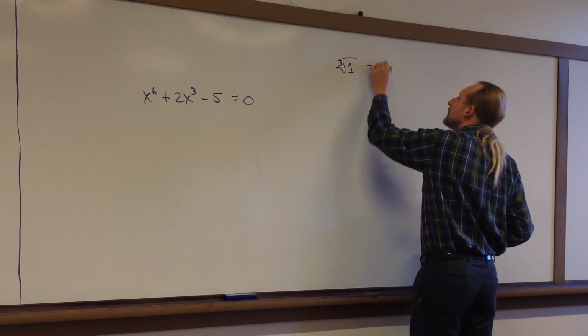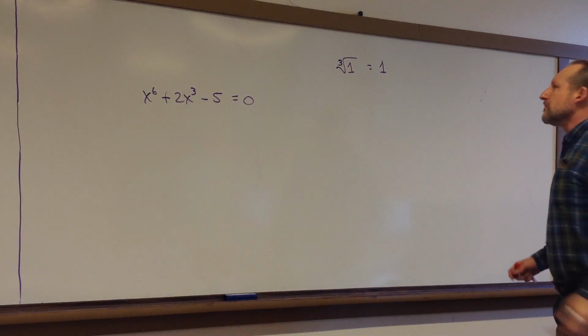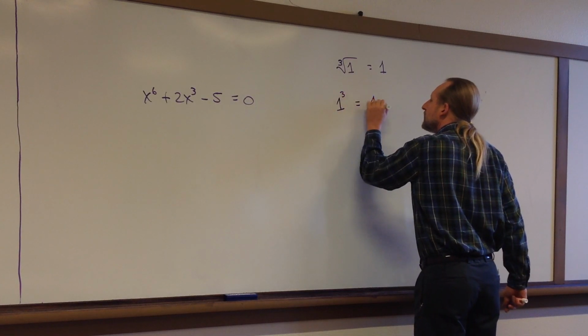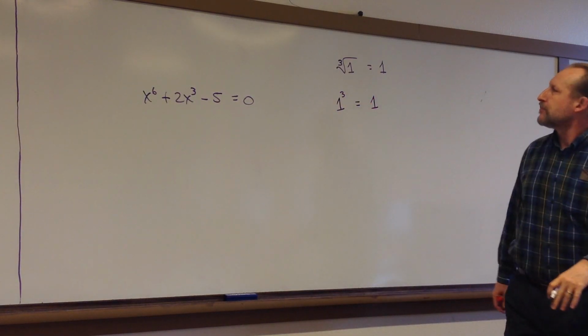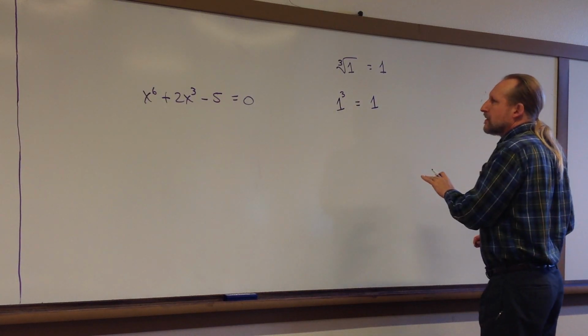Now, if you run this through your calculator, pretty straightforward. Cube root of 1 is 1, right? And the definition here is because 1 cubed is equal to 1. All right, pretty straightforward.